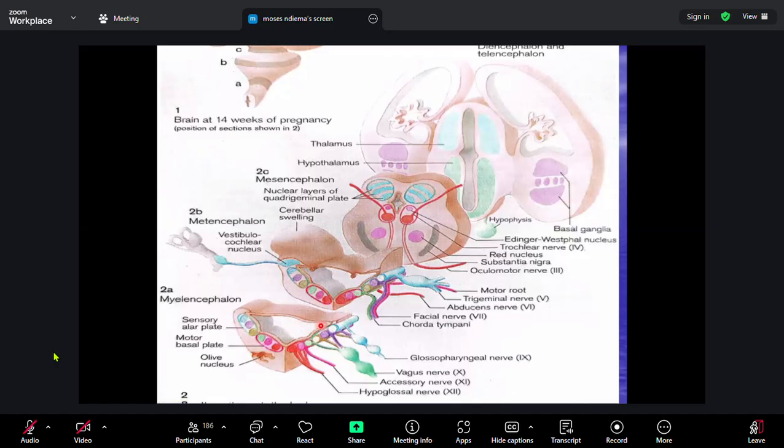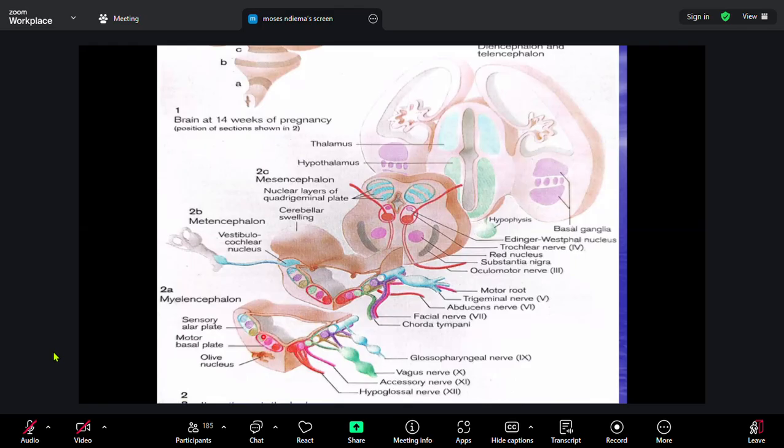So we have our hypoglossal nerve, which is purely motor. You can see the location right at the extreme part of the basal plate. We have our accessory nerve. Again, motor, but close to the visceral part. We have our vagus nerve.